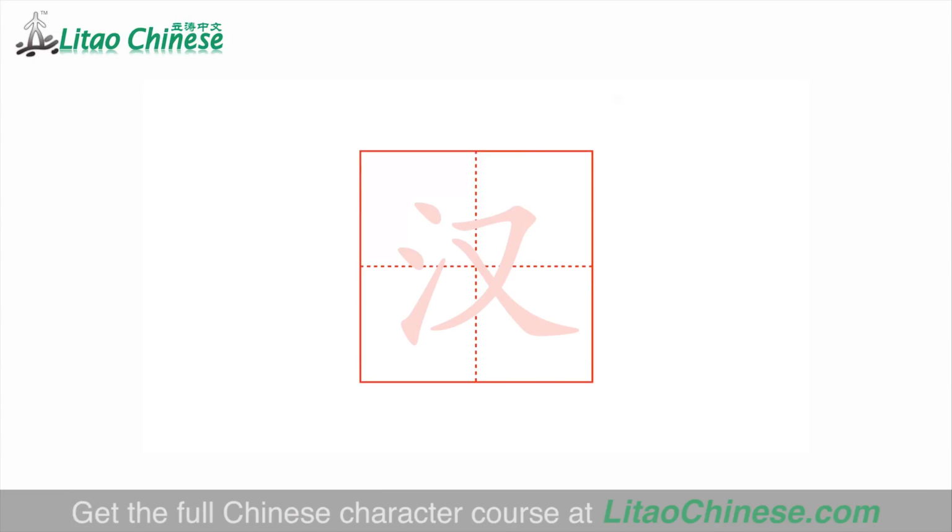Here is the correct stroke order of Han. Write the left water-related component first. Dian, dian, ti. Then the right part, héngpiē and na. 5 strokes in total. One more time. Dian, dian, ti, héngpiē, na.